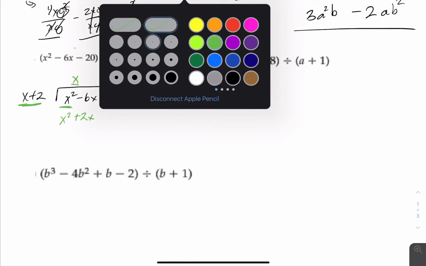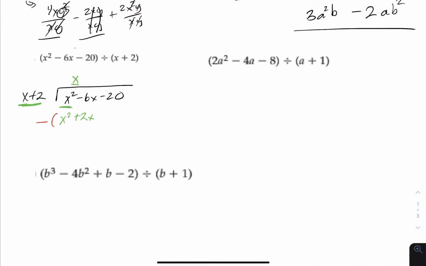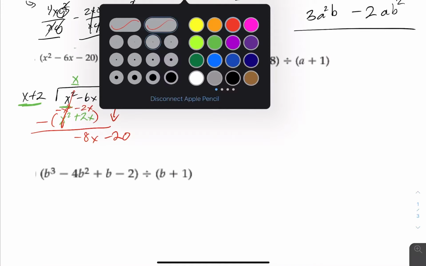Now we gotta watch out, because next what we have to do is subtract. Parentheses, subtracting both of them. So it's like a minus x squared and a minus 2x. That's what I like to do. I like to distribute and add down. These cancel. That gets me negative 8x. Bring down the next term, and then we do it just like we would in third grade.